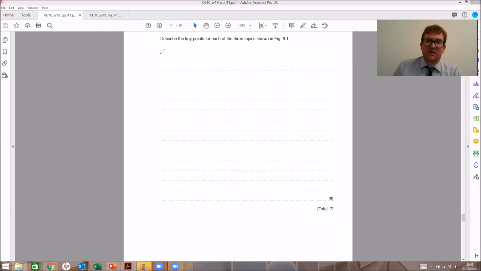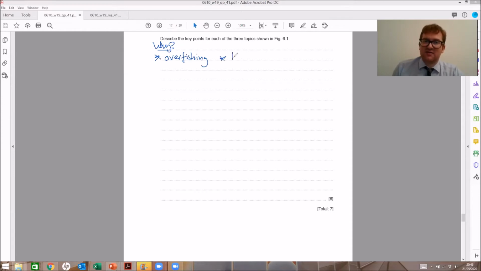Describe the key points for each of the 3 topics shown in figure 6.1. So let's have a look at the first one: why are fish species becoming endangered? Well, we're talking about overfishing first of all. There's going to be a large amount of overfishing taking place. Why is this taking place?